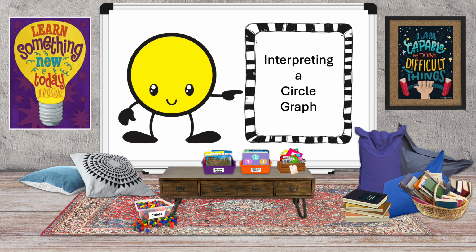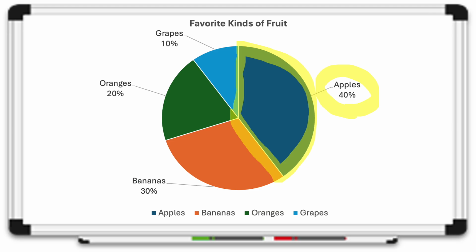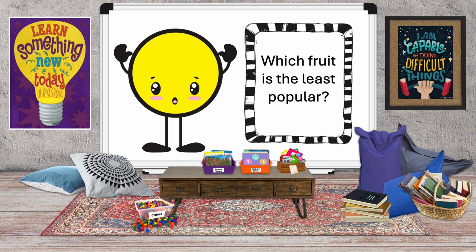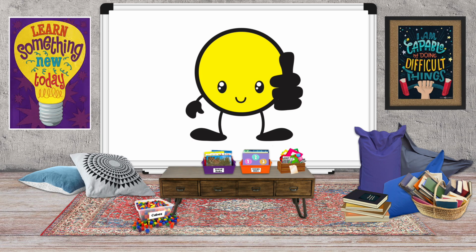Once your graph is done, you can use it to answer questions. Which fruit was the most popular? Apples with the biggest slice. Which fruit was the least popular? Grapes with the smallest slice. Circle graphs make it easy to spot these answers.